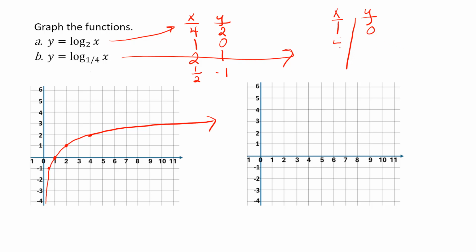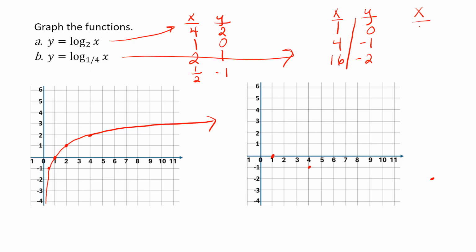So we could try 4. What exponent do you put on 1/4 to get 4? That's going to be -1. That flips it upside down. We could try 16 for x. What exponent do you put on 1/4 to get 16? That's going to be -2, because 1/4 raised to the -2 power means you flip it and raise it to the second power, which is 16. So some of these points, you've got 1, 0, and you've got 4, -1, and then somewhere way over here, you've got -2 for your y.